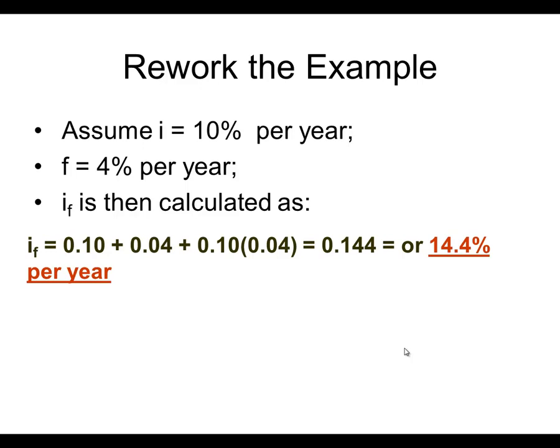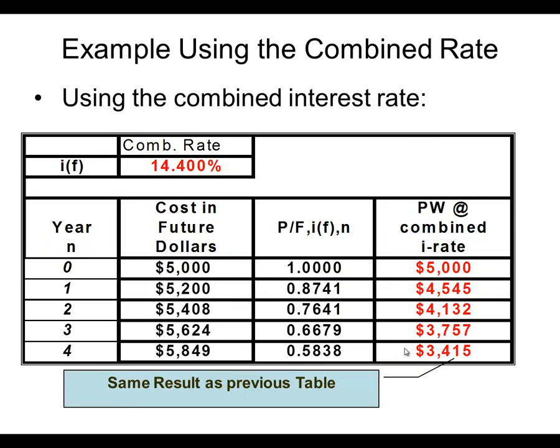Reworking our example with a real interest rate of 10% per year and an inflation rate of 4% per year, we will find that i_f is equal to 0.144, or 14.4% per year. Using the future dollars, which is 5,849, and multiplying by the present worth factor, which is 0.5838, the multiplication will equal 3,415.